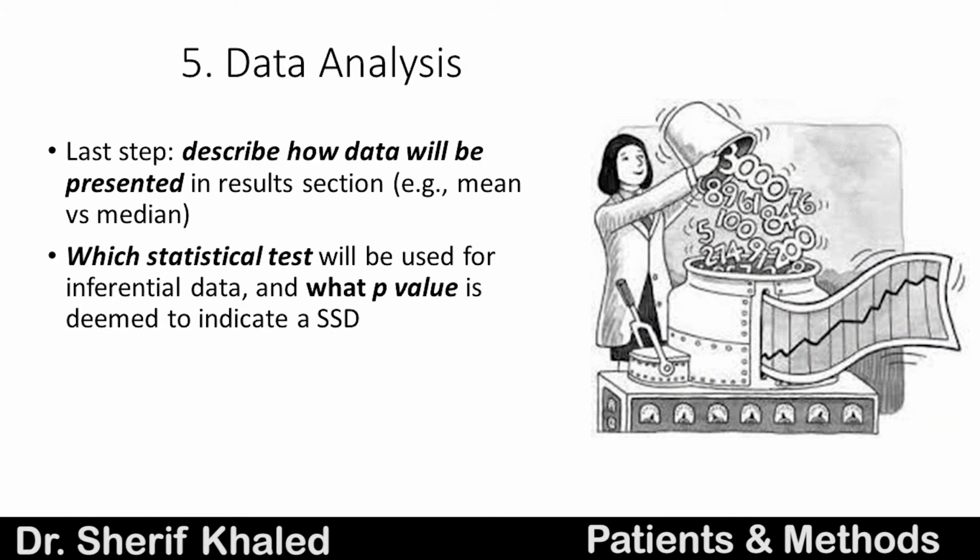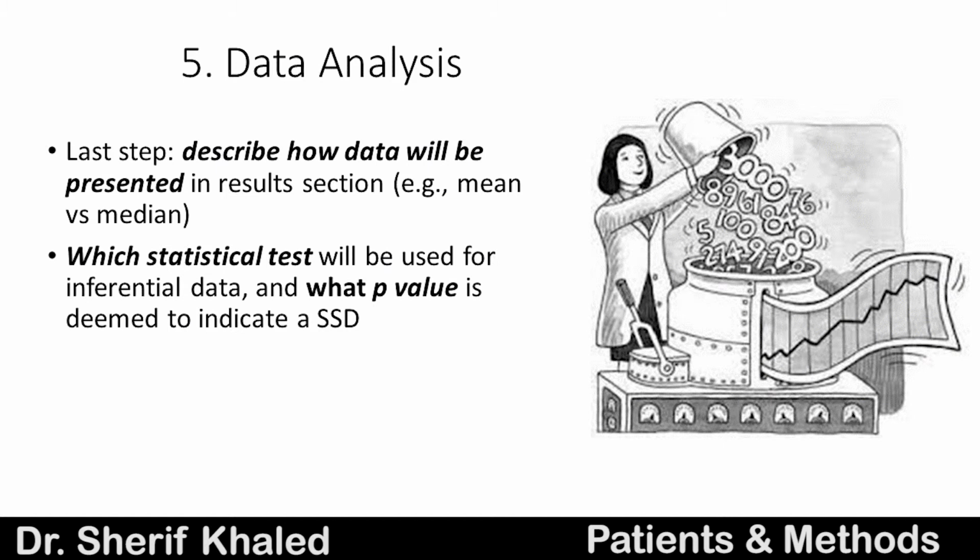Data analysis, this is a very important part that has to be put in the patients and methods section. This is always the last part of the methods section, and you have to find it at the end of the methods section without mentioning any results, just which test did you use. So you describe how data will be presented in the results section. So you will say in the results section, I will give you the mean, the mode, the average, the sum, the total, the whatever, the comparison between results, and which statistical test will be used for your inferential data.